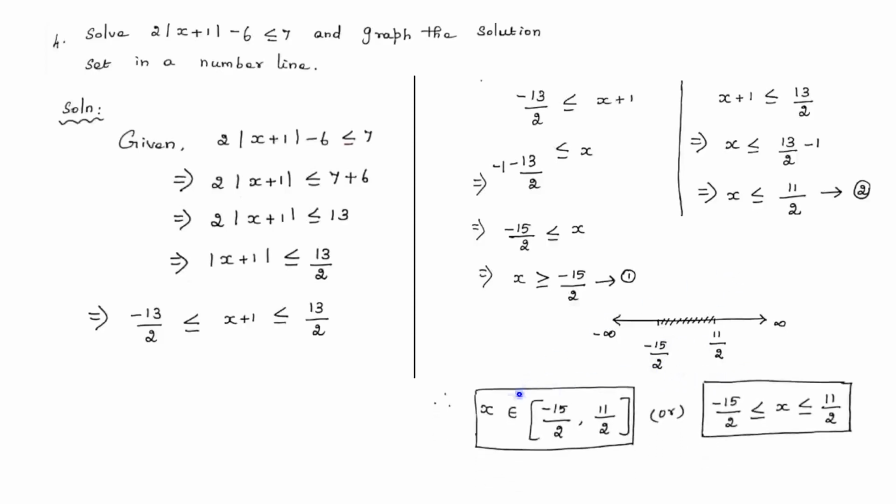Okay, that may be represented as x belongs to closed interval. Here we have to use the closed interval because of greater than or equal to and less than or equal to. So x belongs to closed interval minus 15 by 2 comma 11 by 2, or the x value lies between minus 15 by 2 to 11 by 2. So this is the answer for this sum. Thank you, students.